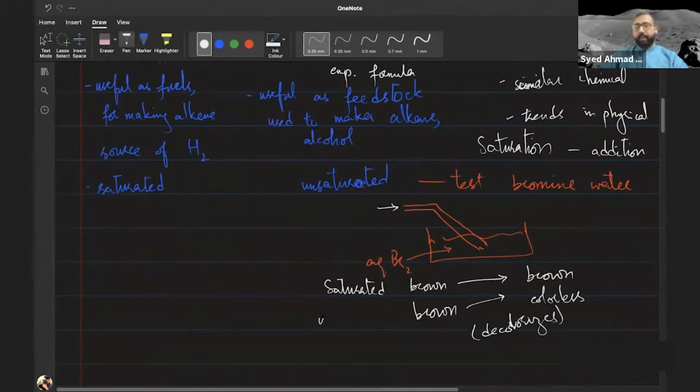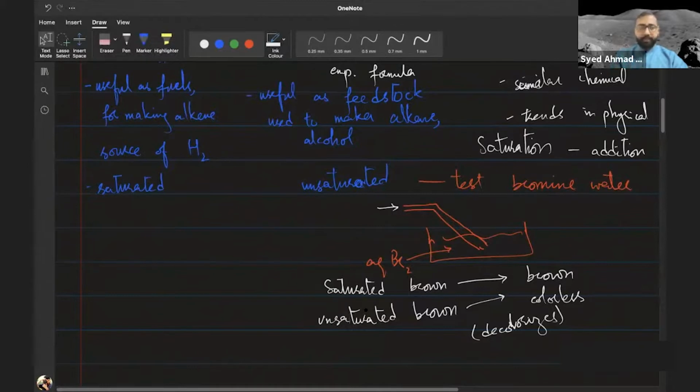If it does that, then it is unsaturated. So if you have a saturated compound that you pass through aqueous bromine, color will not change. But if you have an unsaturated compound, the color will change. So that means if you want to confirm that something is an alkene or unsaturated, you just pass it through aqueous bromine and it changes the color.